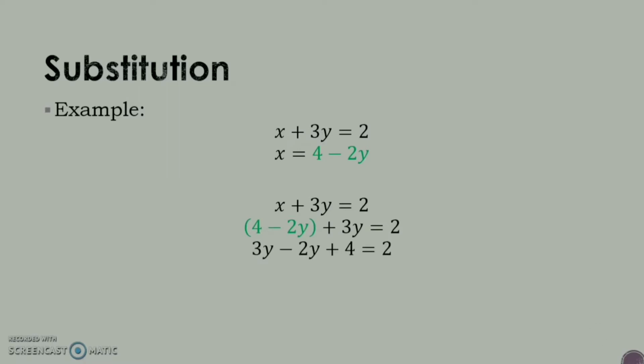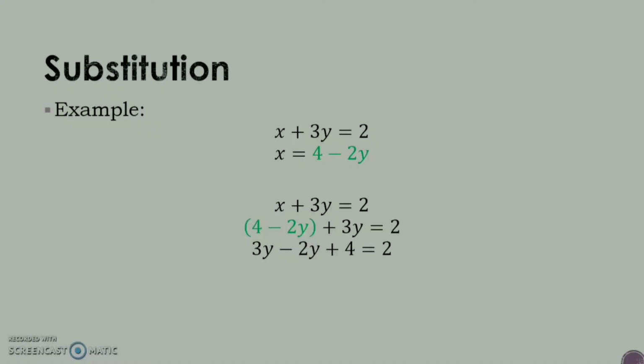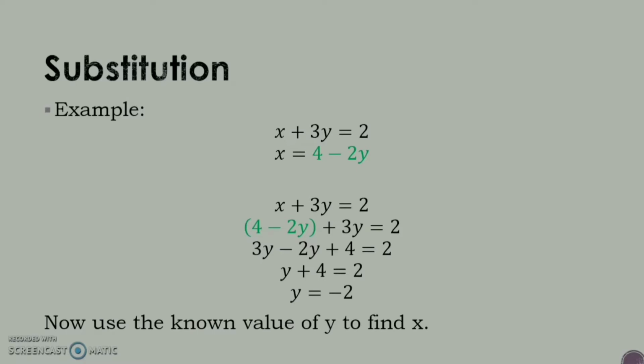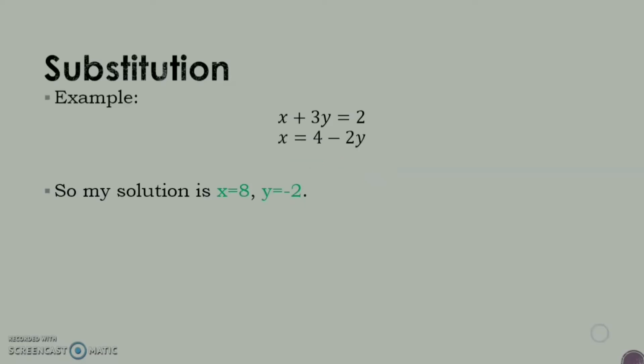Why is this helpful? Well, now we have gone from 2 equations with 2 variables to 1 equation with 1 variable. So this is easy to solve with inverse operations. Simplifying, I get y plus 4 is 2, which means y is negative 2. This is half my solution. To find the x value of the solution, I can simply substitute the y value into either of the equations. So my solution is x is 8 and y is negative 2.